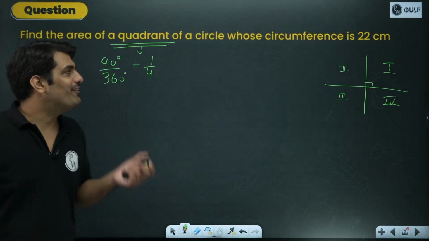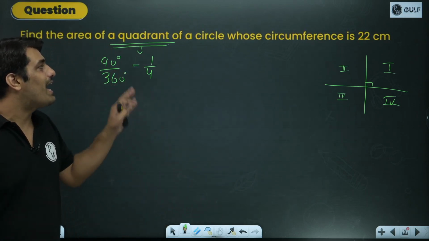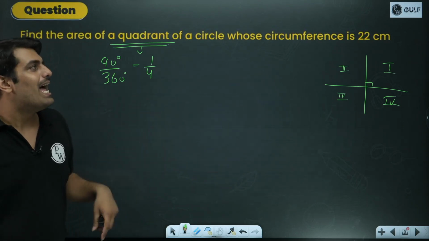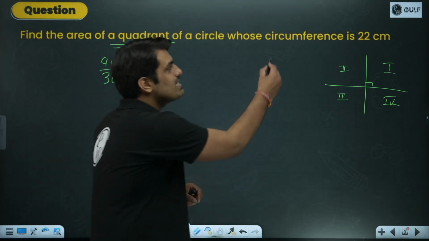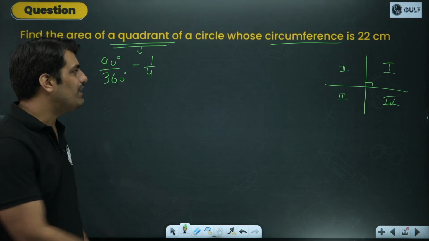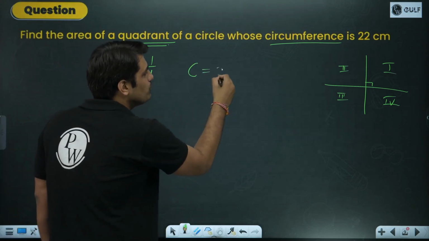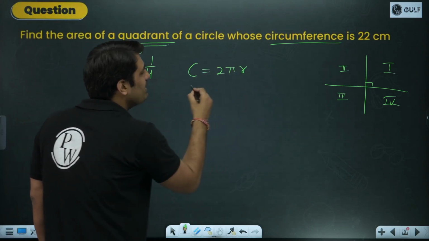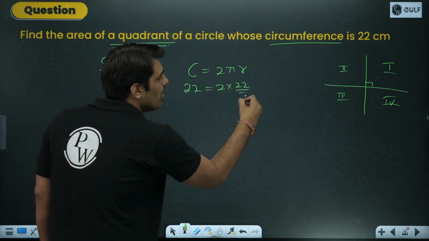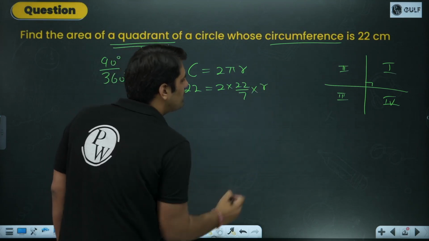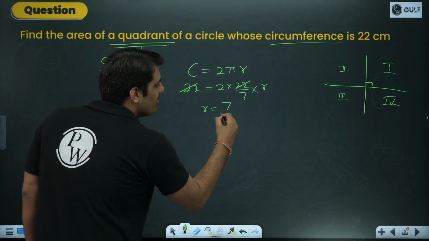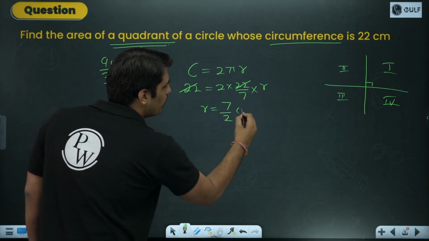So from this, I get to know the value of theta. Theta is 90 degree, or directly I can put the value as 1/4. And secondly, circumference is mentioned. It means I can do the calculation for radius. See, very simple. Circumference is 2 pi r, and it is being mentioned to me as 22. So I know the rest of the values: 22 by 7 upon 7 into radius. So here 22 cancels out 22, and radius is left with 7 by 2 centimeter over here.